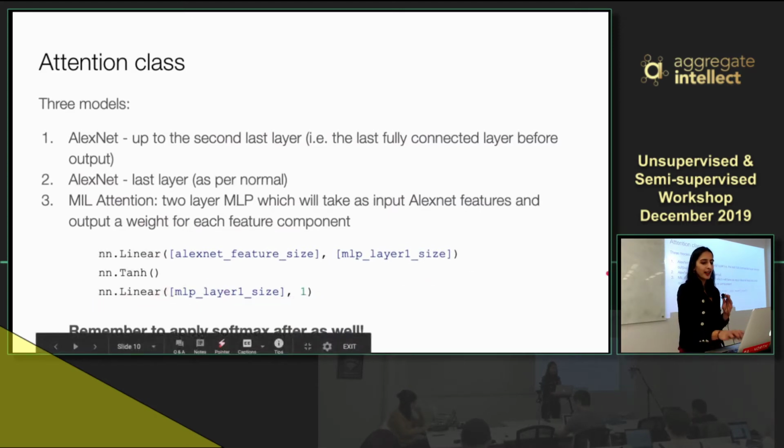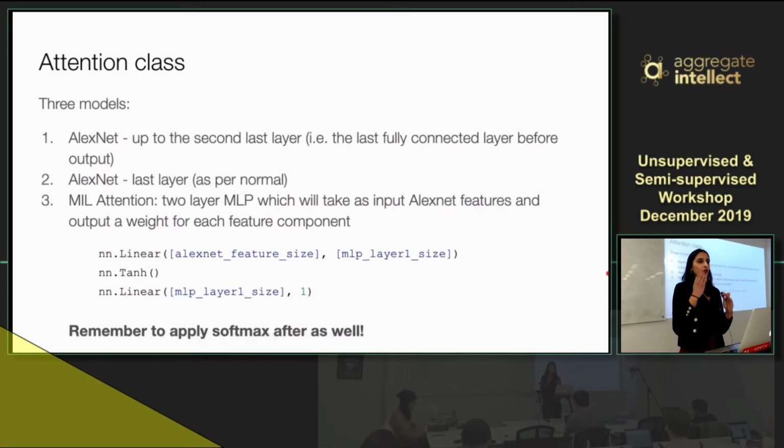I just put a note here for myself as well. When you're running the model and training the model, you're going to call these models inside the forward function. Remember to apply softmax to your multi-layer perceptron output so that it sums to 1, and so the weights are sufficient to apply to all your features.